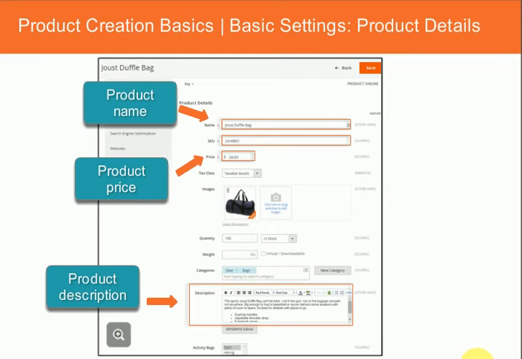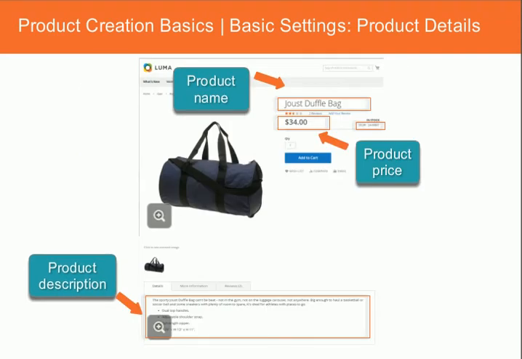The attributes in the product record correspond directly to what is displayed in the storefront. For example, the product description shown here will appear on the storefront on the product detail page. Here is how the duffel bag appears on the storefront. Note how the attributes we defined in the admin are displayed here.